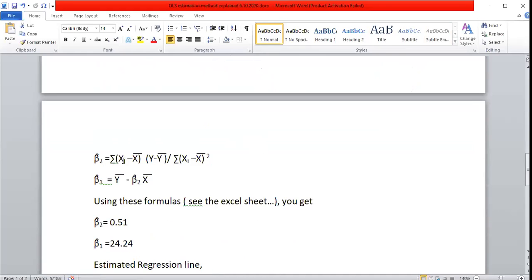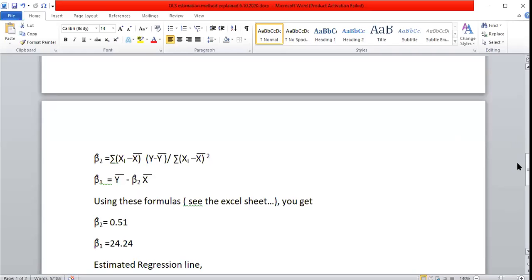Beta 2 hat equals the summation of (xi minus x bar)(yi minus y bar) divided by the summation of (xi minus x bar) whole squared. Beta 1 hat equals y bar minus beta 2 hat times x bar. Question?